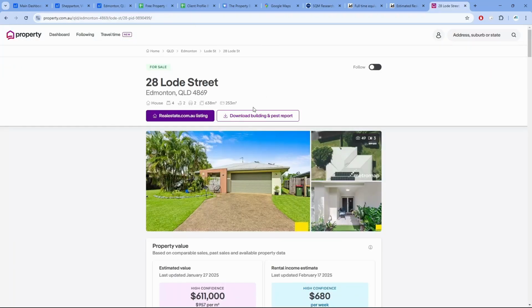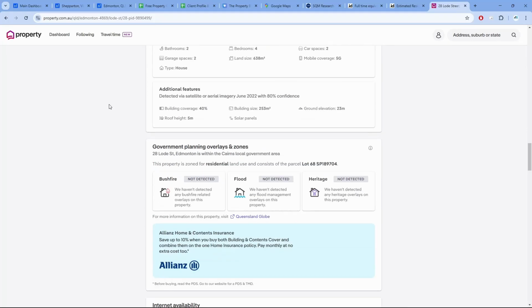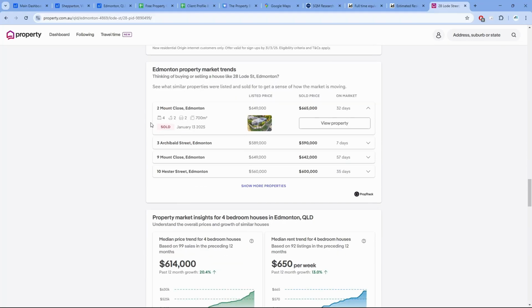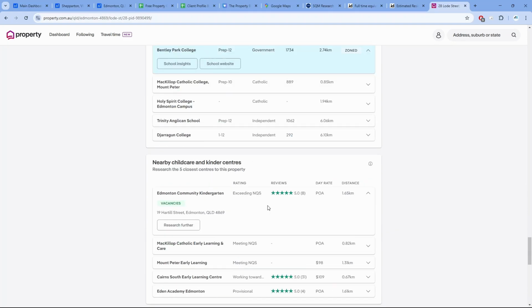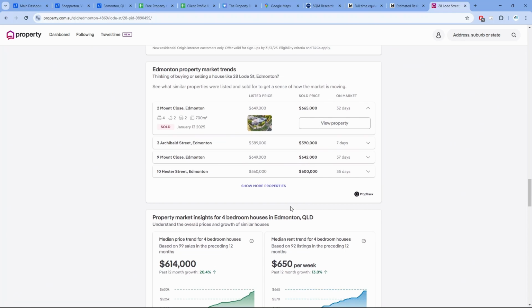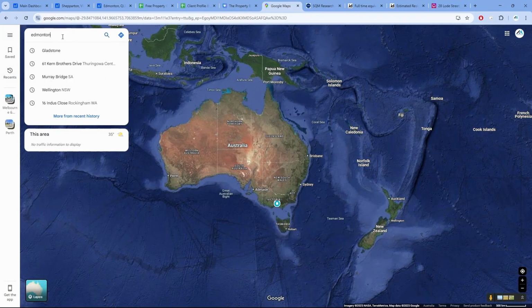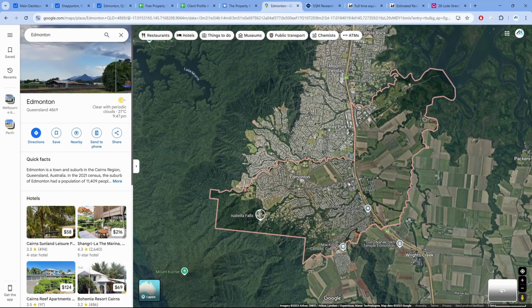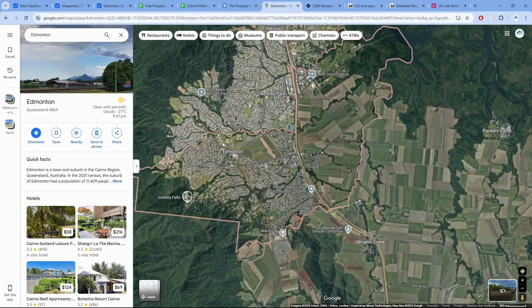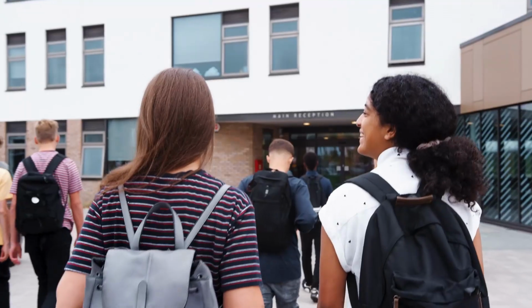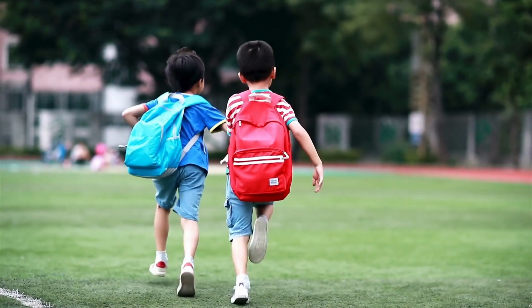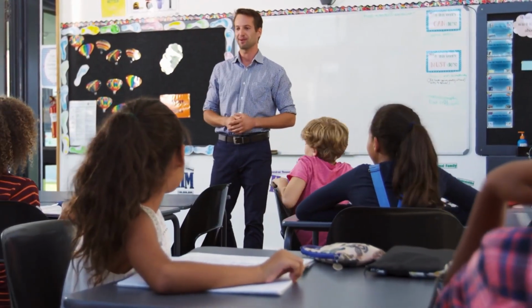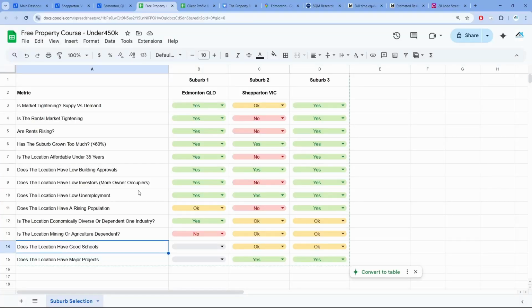Now, when you look at a property in Edmonton, for example, you can also scroll down right to the bottom and you can see, like on this website or property.com.au, nearby primary schools, nearby secondary schools, childcare services, and more. This is a really simple way to search up a location and the schools nearby, but you can also do manual research and inquire about the local high schools within the area. The reason we want good schools is because if there are good schools, that will induce families into the area, and families, especially when they have kids in high school, are less likely to move away, which means it is a more desirable place for families to live, which is good for us as investors.